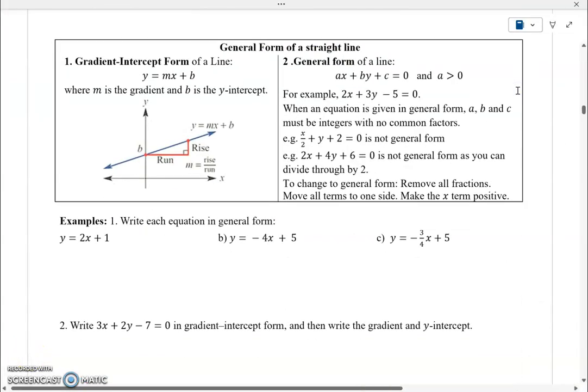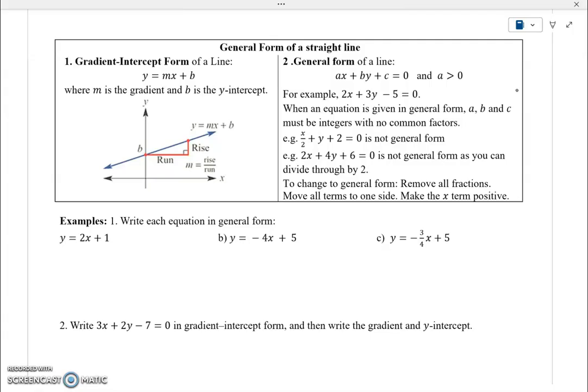Last lesson you would have looked at gradient intercept form of a line. That's in the form y equals mx plus b, where m is the gradient and b is the y-intercept. And it's a very, very useful form because you can quickly read off what's the gradient and what's the y-intercept just by looking at the rule.